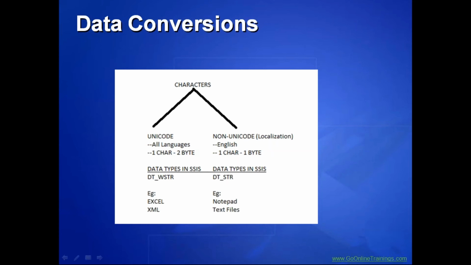Okay, so Excel cannot take Notepad data directly because in Excel each character takes 2 bytes of data. So this is purely Unicode data, and Notepad data is purely non-Unicode data. You cannot dump Notepad data, text file data, directly into Excel or XML without a data conversion. So data conversion has to be there. You have to convert DT_STR data into DT_WSTR data because Excel by default supports Unicode.